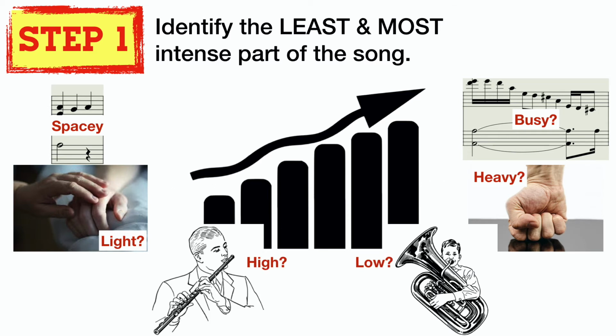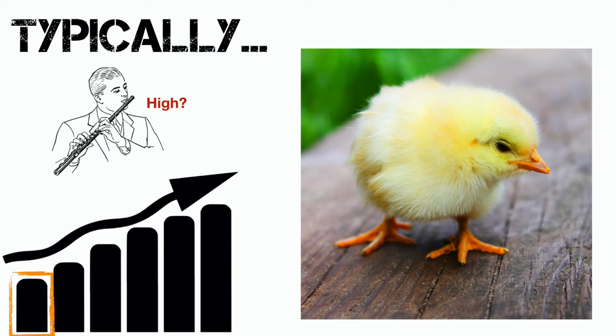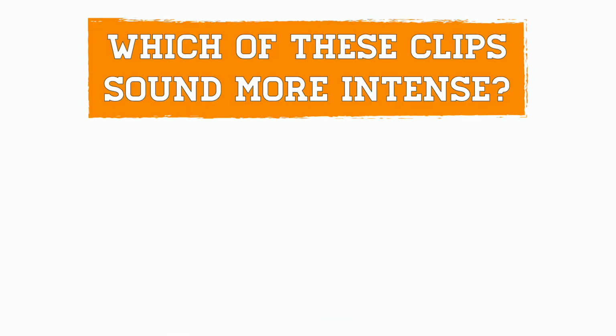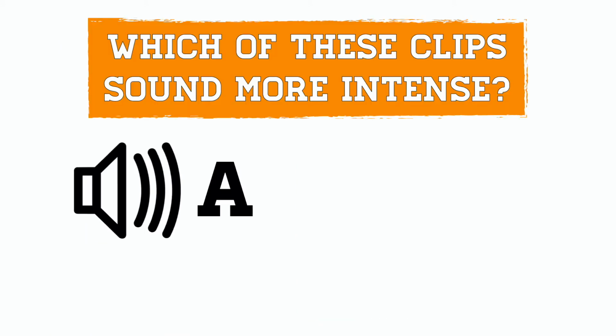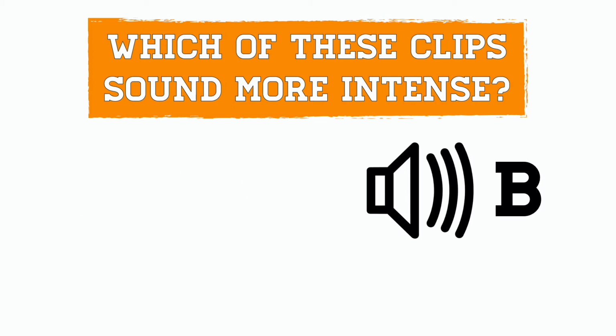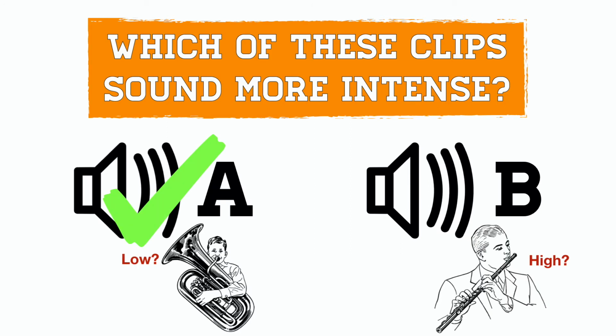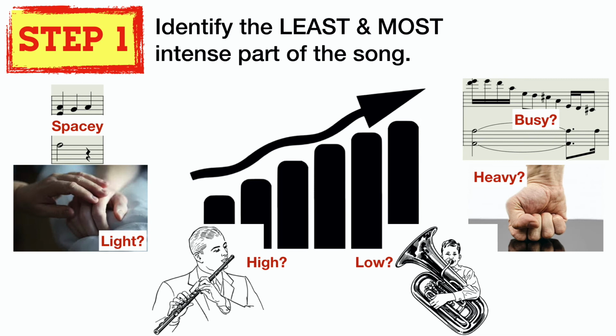The third way is to listen out whether it's the musical section played on a higher range of notes or a lower range of notes. Let's again hear these two sound bites. If you choose A, you're right. This is because A is played on a lower range of notes than B. Typically, lower notes are perceived to be of a higher intensity than higher notes.